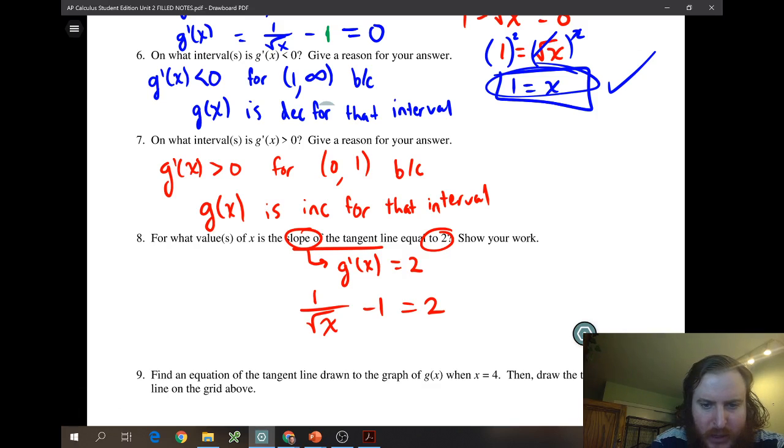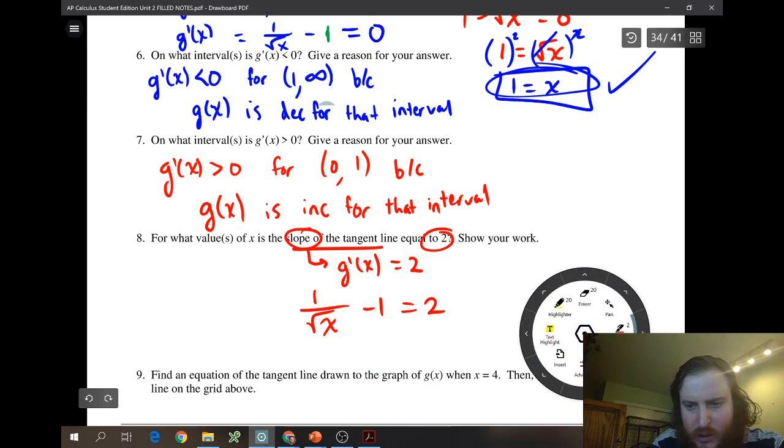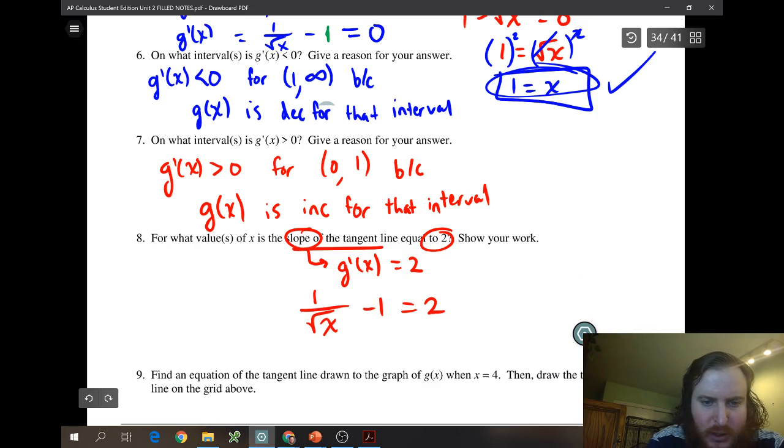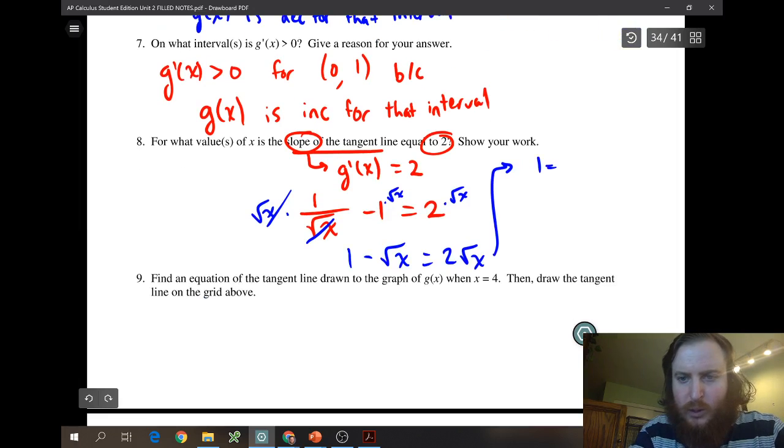Okay, add 1 to both sides. 1 over square root of x equals 3. And you could either cross multiply or multiply by the square root of x. Actually, I'm going to do it that way, just to be consistent with how I did it. It's probably easier to add 1 first, but just to be consistent, I'm going to do times square root of x. So this gives us, those cancel, we get 1 minus square root of x equals 2 square root of x. Okay, then up here, add square root of x to both sides. We get 1 equals 3 square root of x.